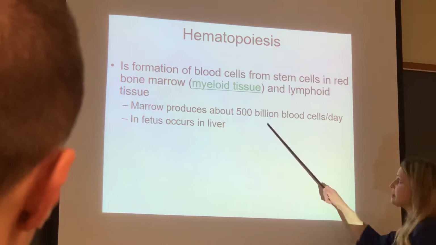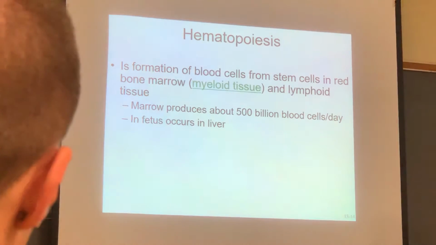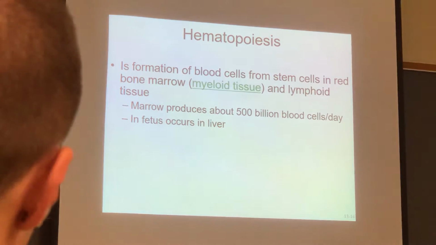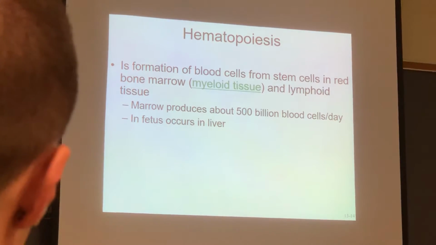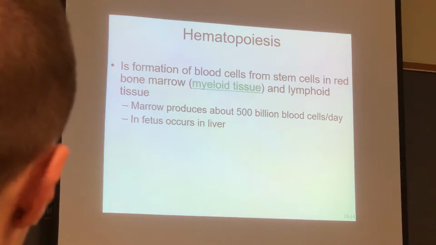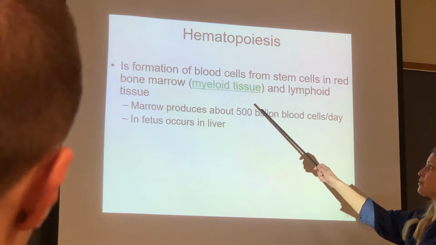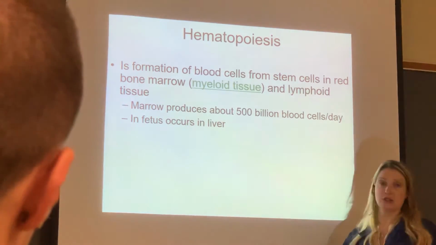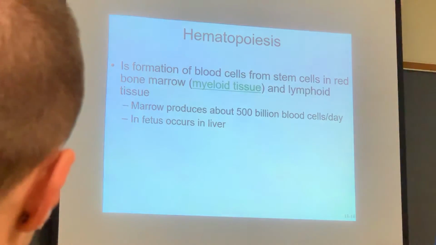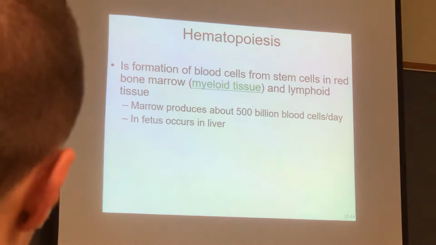Hematopoiesis is the process by which we produce blood cells. Hema means blood, and poiesis means production of. So hematopoiesis is the production of blood cells from stem cells in the red bone marrow, also known as myeloid tissue. You may hear the word myeloid. You talk about, for example, a myeloma. That is a cancer which is in the red bone marrow.